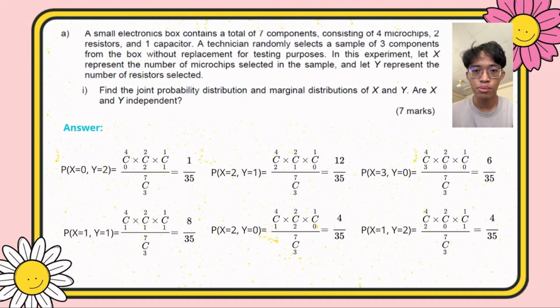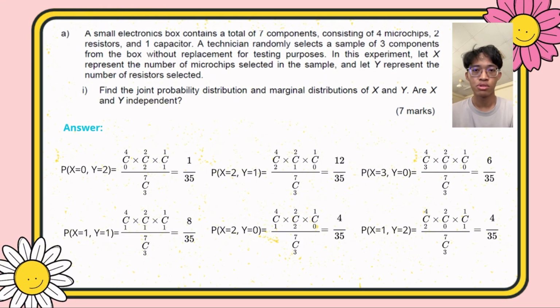To find the joint probability distribution of X and Y, we use combinations. The total number of possible outcomes is 7C3. The joint probability P(X = x, Y = y) is calculated using 4Cx multiplied by 2Cy multiplied by 1C(3 - x - y), divided by 7C3. All valid probabilities are then arranged into a joint distribution table.